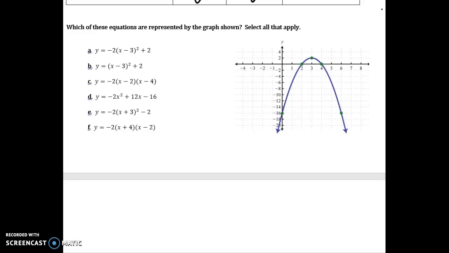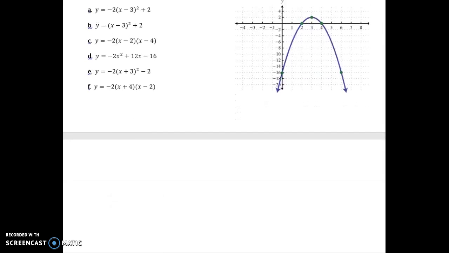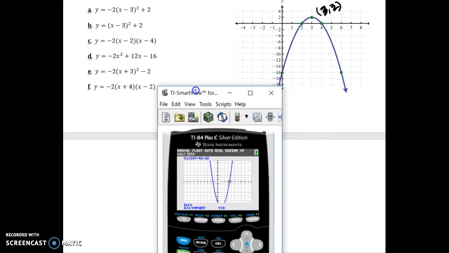And this last question is kind of a tricky one, and this is definitely one that I would use my graphing calculator for. So we want to select all that apply of this list of equations that match that graph. So do note that this graph goes up by 2. So this is the 3, 2. And so the graph that we graph in our graphing calculator is going to look a little different than this one. But we should probably be able to figure it out.